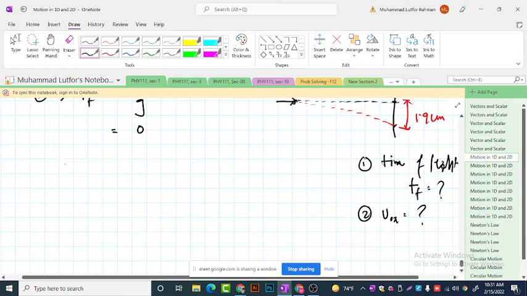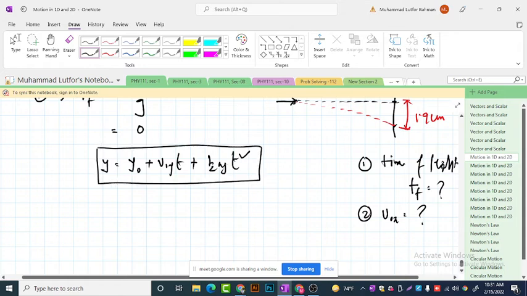Fine, I can use this equation: y is equal to y naught plus v naught y t plus half of a y t square, right? Because it is basically starting from that point. So this is my equation. I know my a y, which is minus 9.8 meter per second square. I neglect the direction over here.